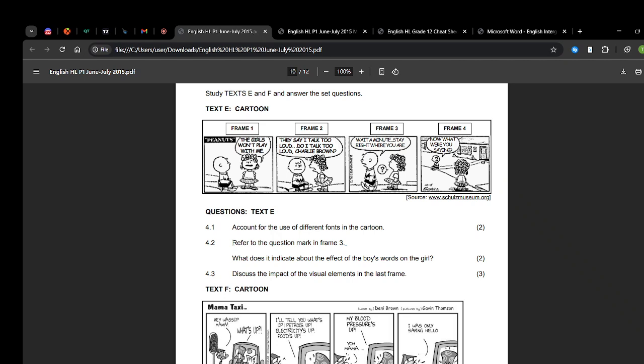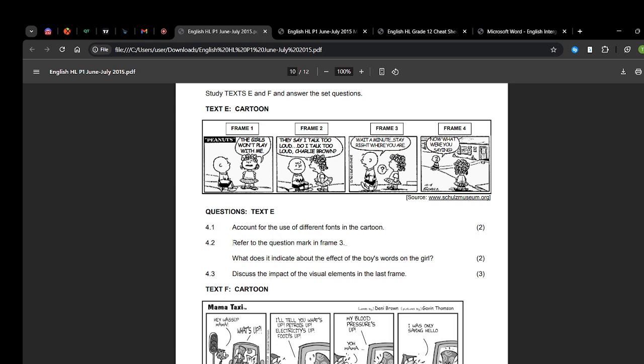I think the question mark indicates the girl's confusion because the girl was asking the boy a question, and then he's telling the girl to stay where she is, and he's just walking away without answering the question. So I think she's just confused. What's going on? Why is he walking away? Why is he not answering my question? 100%. That is correct. So it does insinuate some confusion.